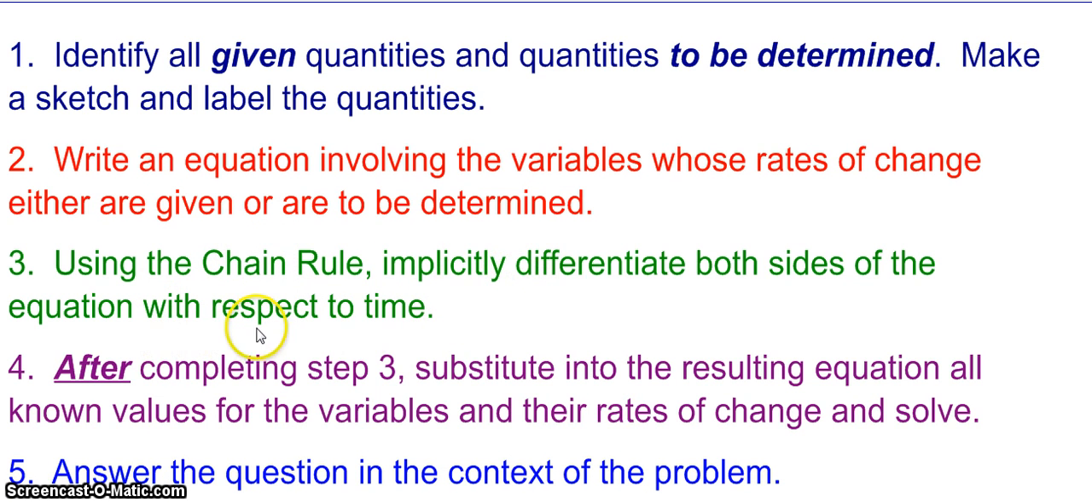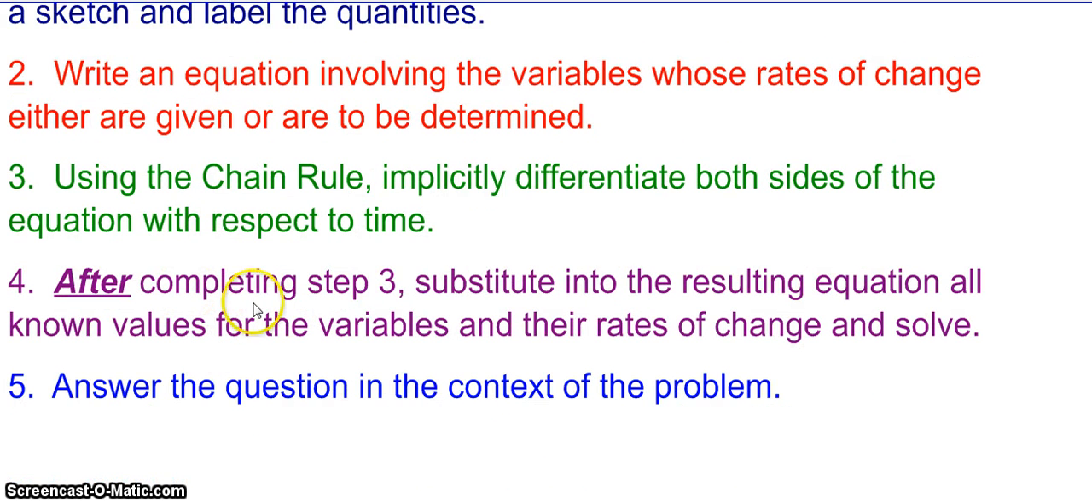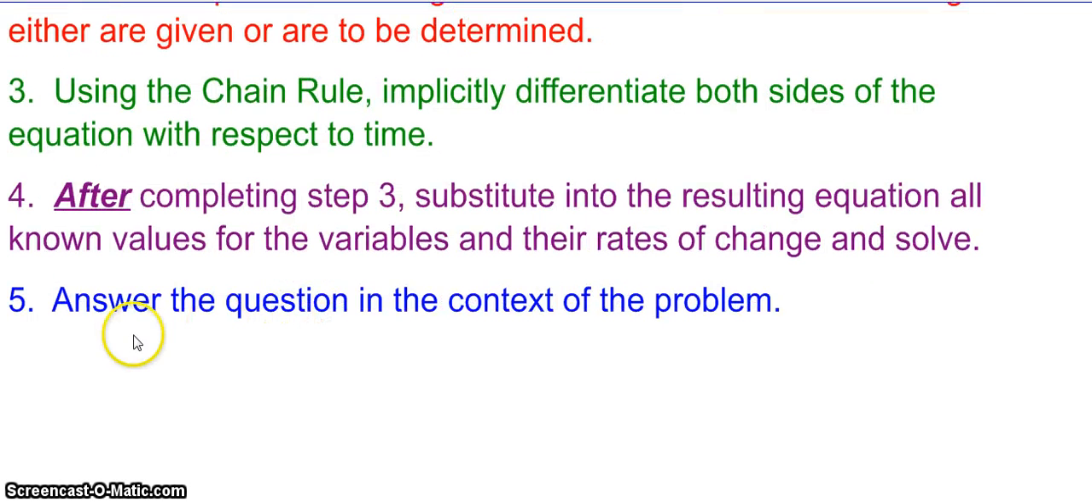differentiate both sides of the equation with respect to time, because every derivative is going to be with respect to time. After completing step 3, substitute in the resulting equation all known values for the variables and their rates of change. So it's very important that we do the substitution after we do the derivative. And then, of course, answer the question in the context of the problem, because we know that we're always supposed to do that with context problems.